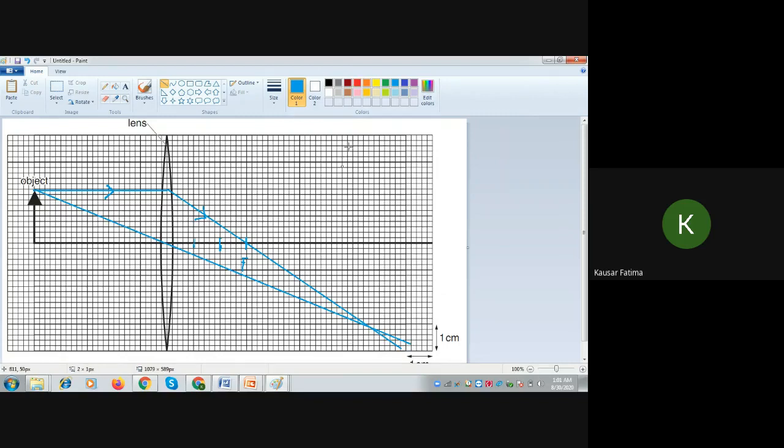So here I will have a real and inverted image, if I'm not mistaken. Then you will put two arrows to show the direction. This is the image marked clearly. This is I. And what is the size? The object has a height of 2 centimeter. What about the image?